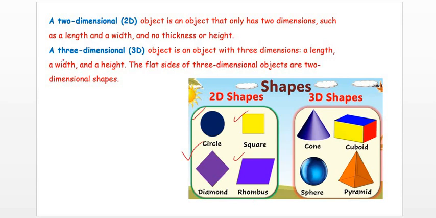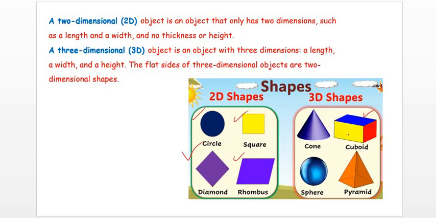When we think about the 3-dimensional objects, it is an object that has 3 dimensions: a length, a width, and a height. The flat sides of the 3-dimensional objects are 2-dimensional. For example, if we talk about this box that is called a cuboid, it is made up of some flat surfaces. Some flat surfaces are joined together to make this box, right? Those flat surfaces are called the faces of the cuboid or the box.